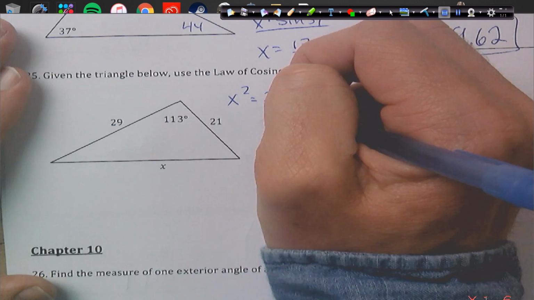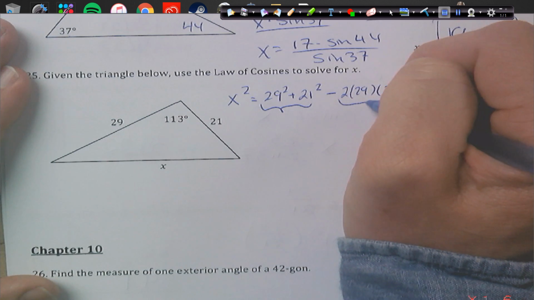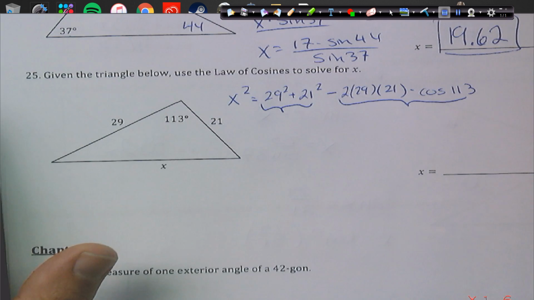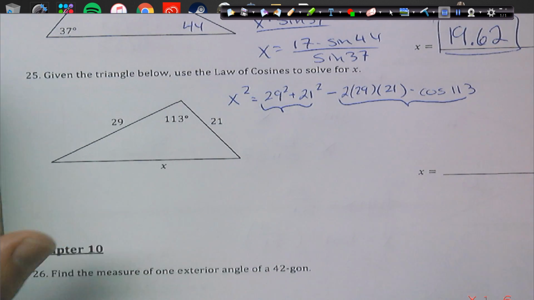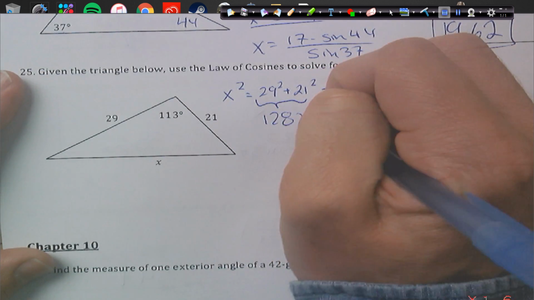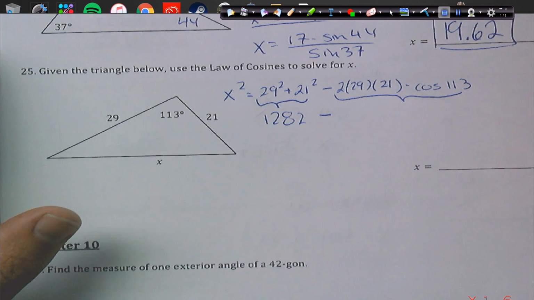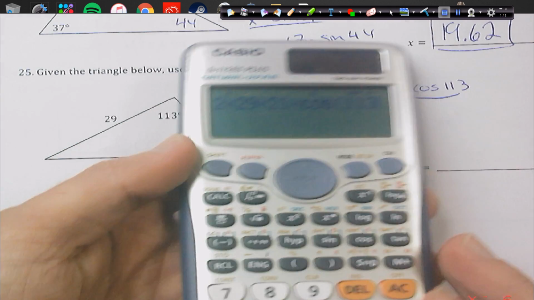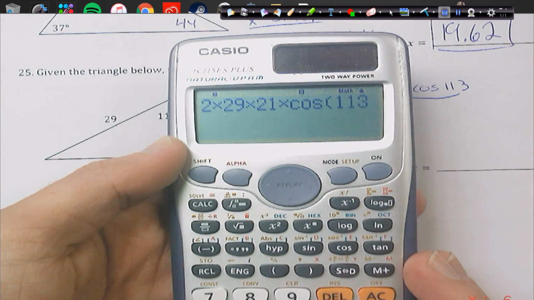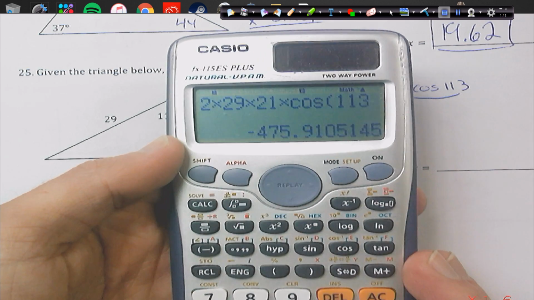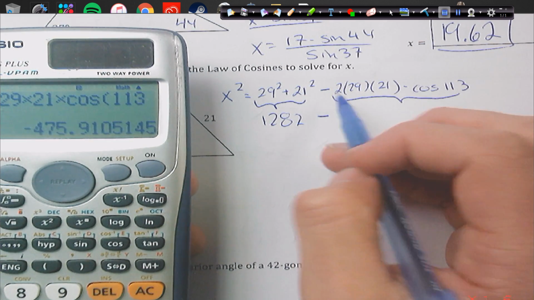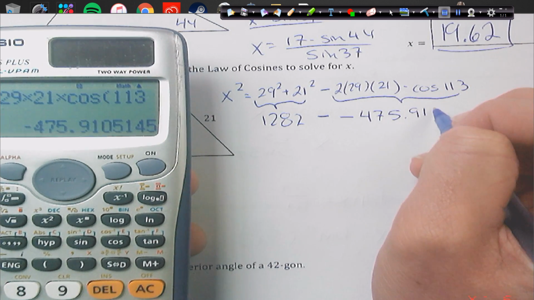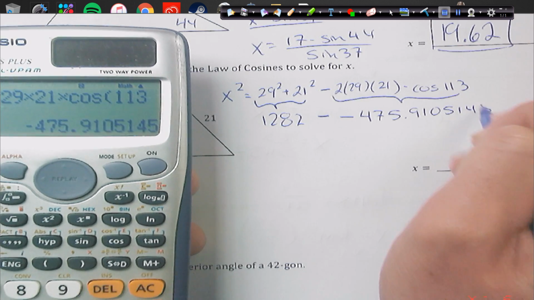The way I like to do this is to solve this part first, and then all of that part second. In our calculator, 29 squared plus 21 squared is going to give us 1282. Again, that's a subtraction sign: 2 times 29 times 21 times the cosine of 113. Just in case you didn't know what that looked like in my calculator, that's what it looks like there. Enter. It has a negative already, so I need to write that: 475.91, 05145, and so on.